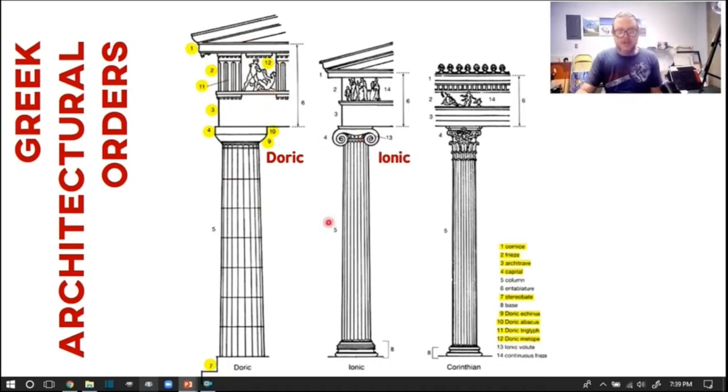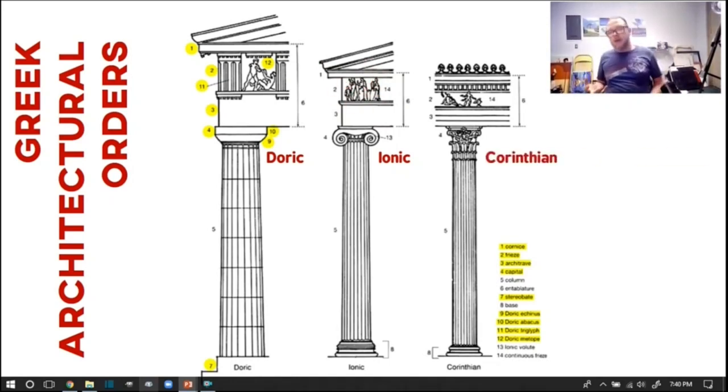You'll notice it has a much more slender shaft. It's considered more graceful, if you will. And the capital is a pair of inverted scrolls. They're scrolling downward. And it's usually topped by a decorative frieze. You don't necessarily see metopes dividing off these. You don't see triglyphs dividing off the frieze into metopes.